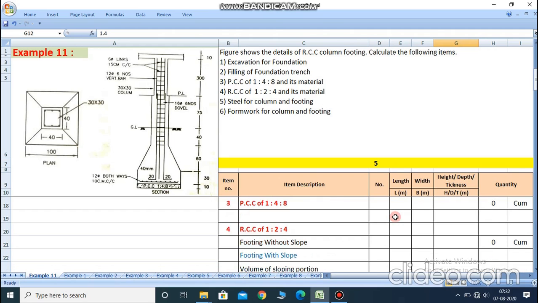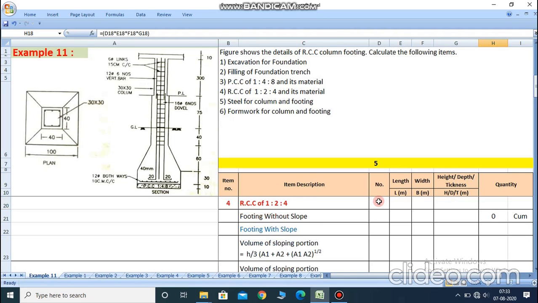Now we calculate the PCC work for a foundation. Here the dimension is given as 100 centimeter by 100 centimeter, which we got from the plan, and from the section a thickness of 10 centimeter is given in the example. So only a single footing is provided, length is 100 centimeter means 1 meter, width is 100 centimeter means 1 meter, and thickness of the PCC work is 10 centimeter means 0.1. So 0.1 cubic meter we calculated from the plan and section.